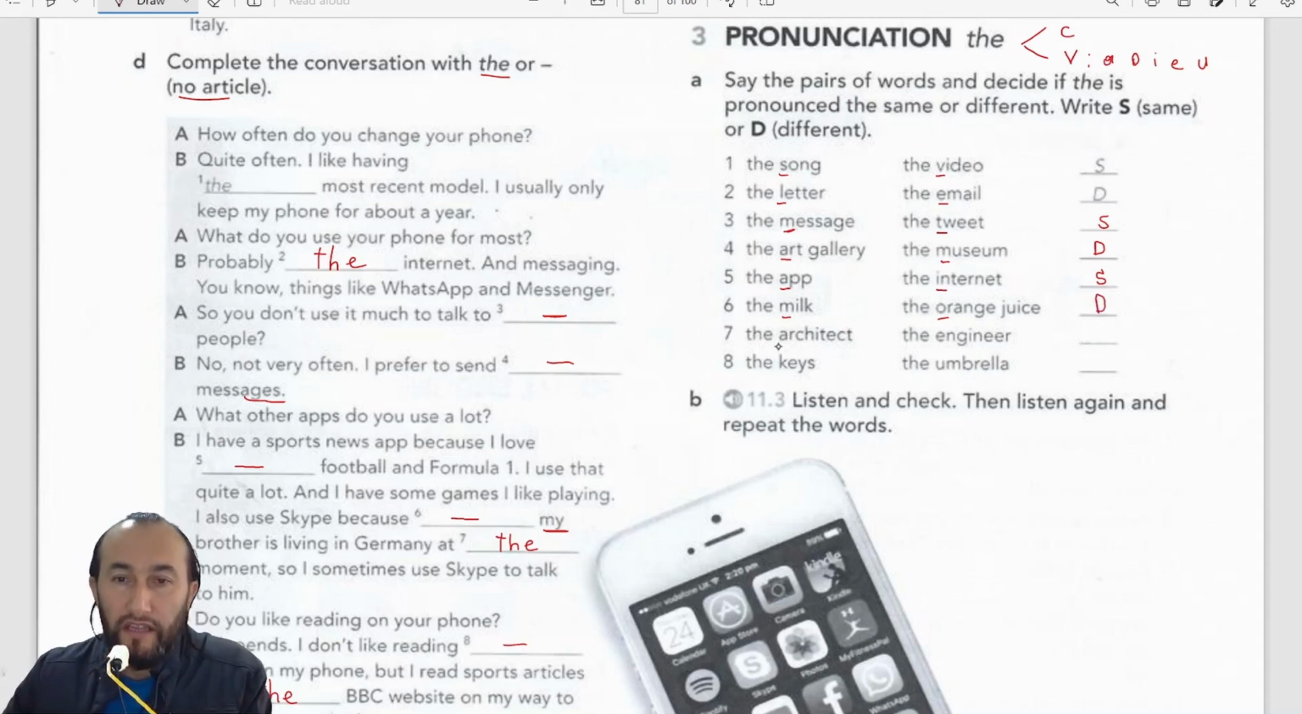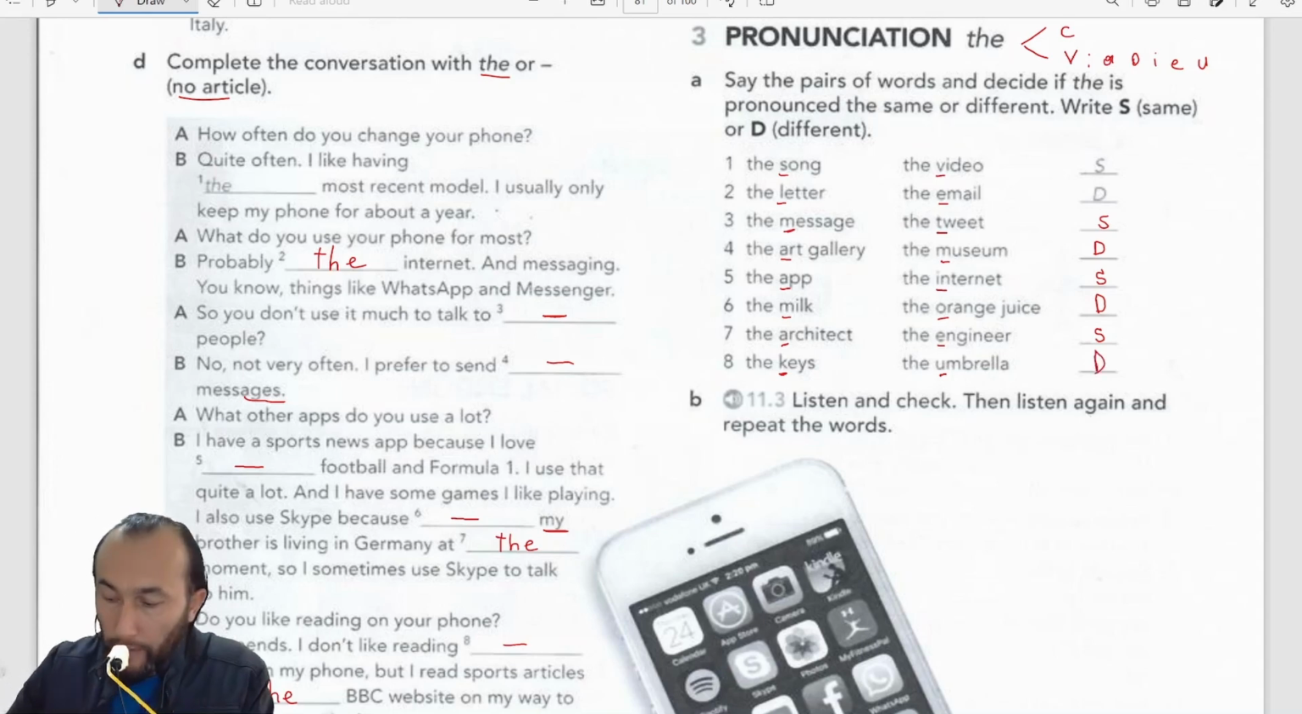Number 7, the architect. Architect, A is a vowel. And then here, engineer, E. So the engineer. Both of them are the same, because both A and E are vowel sounds, so we say the same pronunciation for the article. Number 8, the keys. K is a consonant and U is a vowel. So that will be different, because the keys and the umbrella.